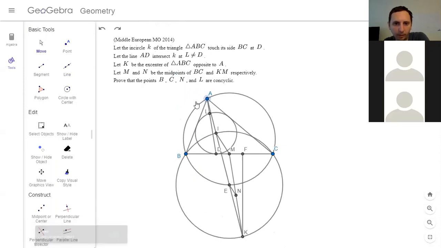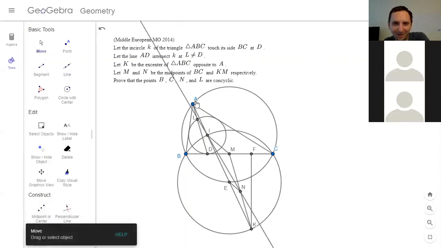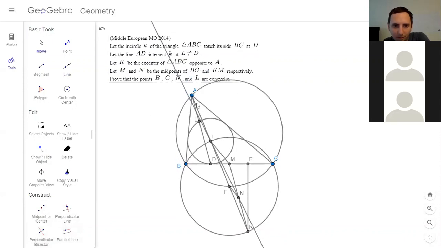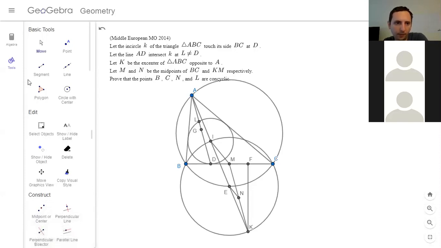Let me see if I can make a better figure, something like that. It still looks like it, but if I make it taller, then it doesn't. There we go. So I might as well draw the midpoint of AD. MI passes through the midpoint of AD. That's the IM lemma. NI does not pass through L.